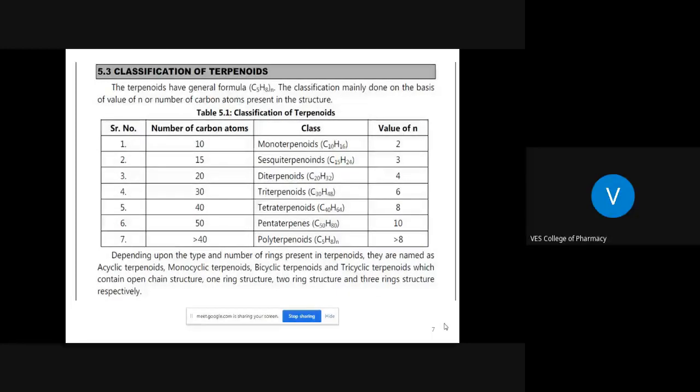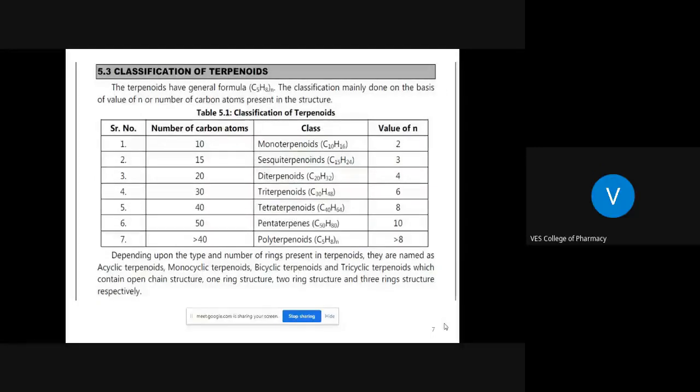Similarly, if there are 8 isoprene units, C5H8 multiplied by 8, then they are called tetraterpenoids. Tetraterpenoids are also called carotenoids. If there are 10 isoprene units, then they are called pentaterpenes, C50H80. And if there are n number of units, then they are called polyterpenoids.